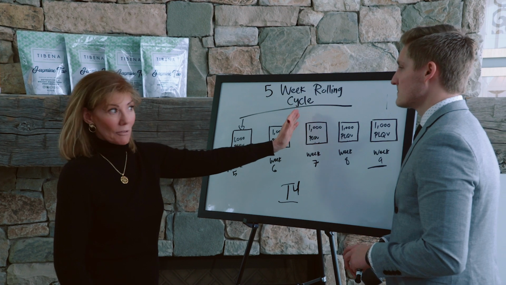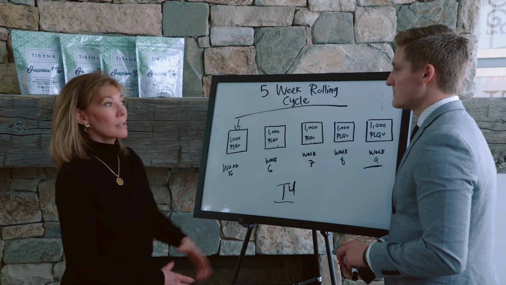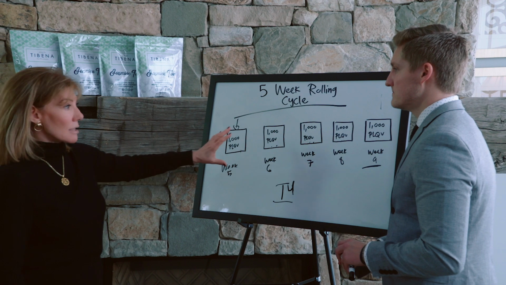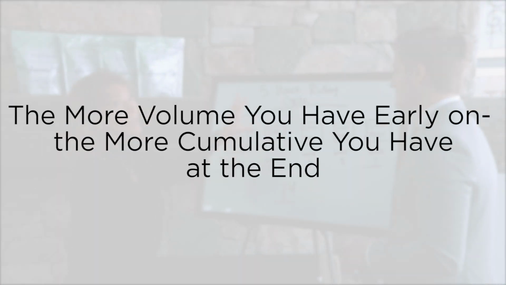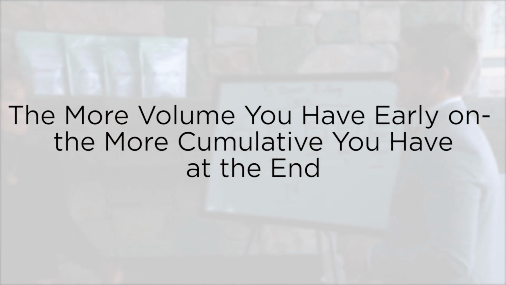Okay. It's perfect. Or let's say you're aiming for the next 5 weeks to be a T5, right? Which takes more volume. It takes 10,000, right? And so the more volume you have early on, the more cumulative you have at the end. Exactly. Okay. That's exactly how it works.